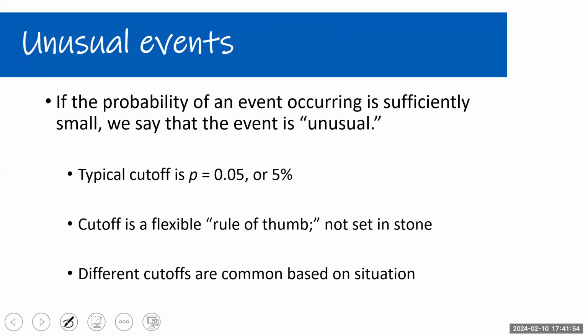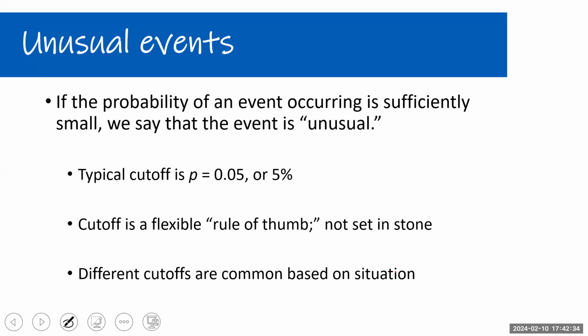So what makes an event unusual? This is kind of our first case of using the word sufficiently in a statistics course, but statisticians love the word sufficiently. So if the probability of an event is sufficiently small, we say that that event is unusual. So if its probability is small enough, it's unusual. So what makes it small enough? Well, typically we are going to use the cutoff of 5% or 0.05. Anything less than that is going to have an unusual outcome.